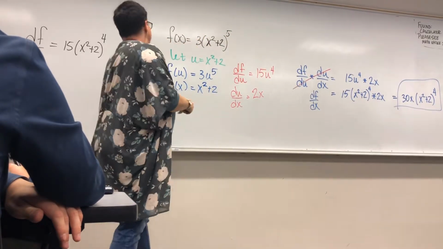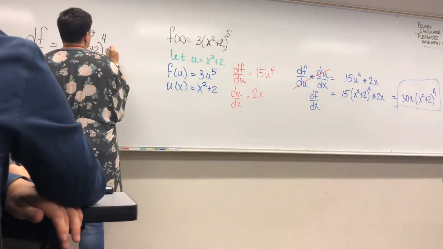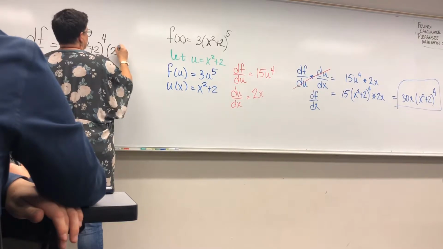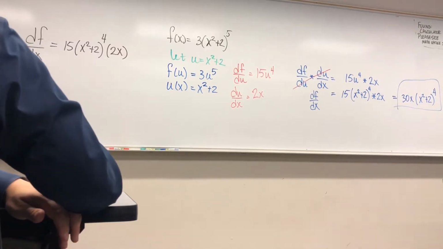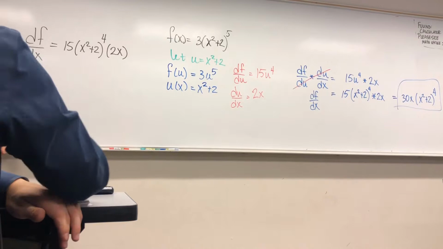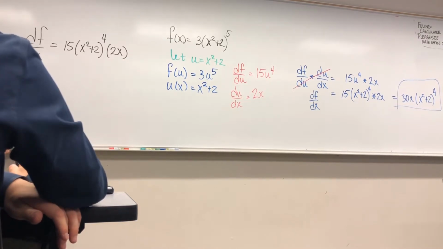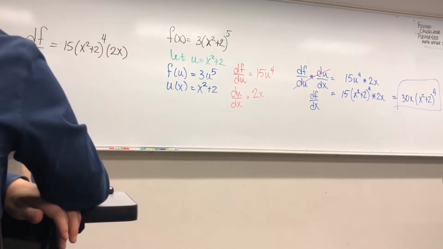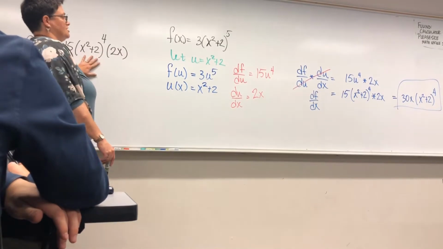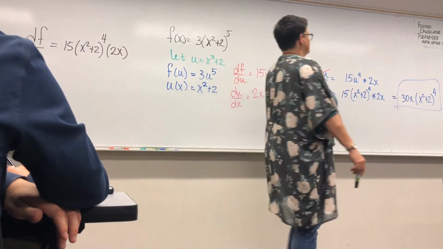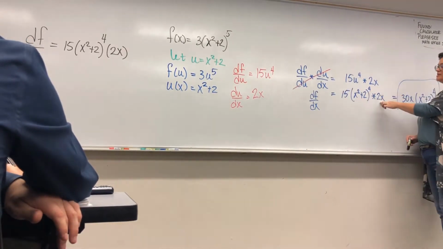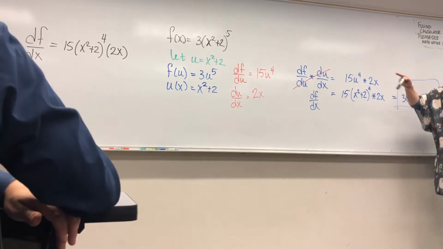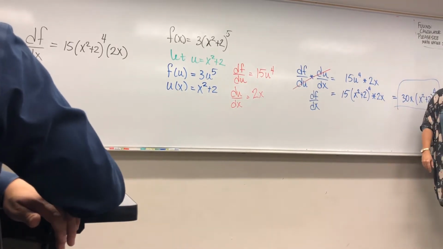What's the derivative of x squared plus 2? 2x. Line 2x. You're done. I just peeled from the outside layer to the inside layer. That's it. I skipped all the renaming stuff. I went right to the good stuff here. That's where I ended up, isn't it? 15 times x squared plus 2 to the quantity to the 4th times 2x. That's it.